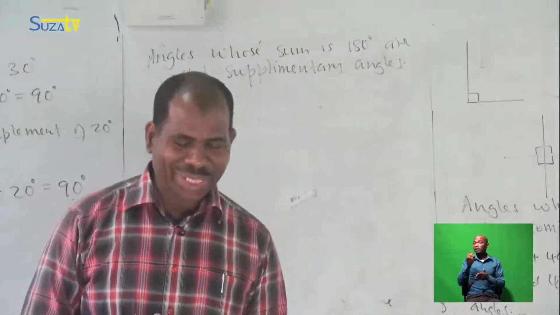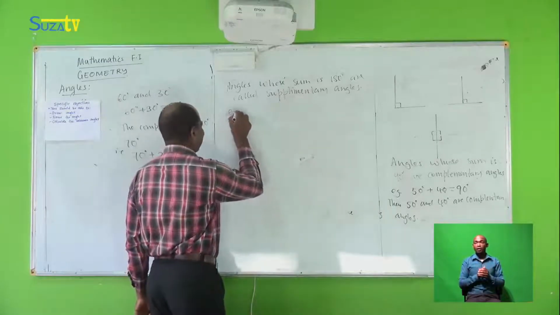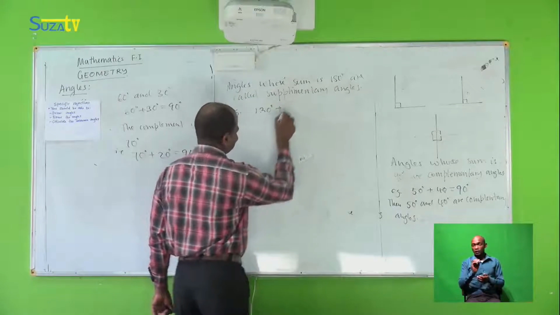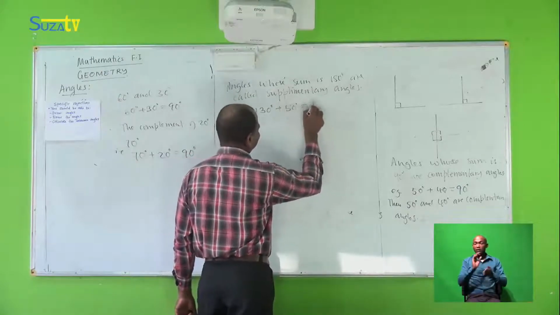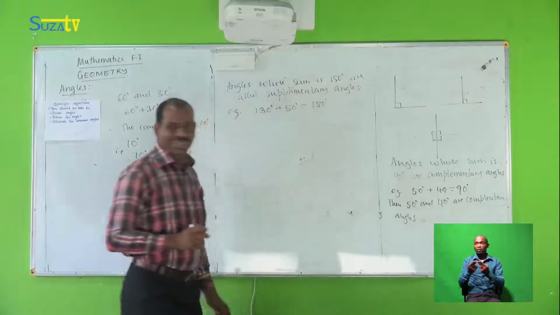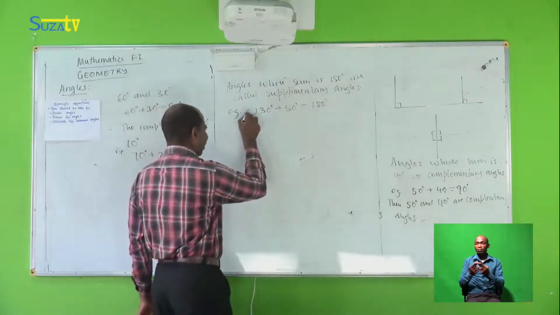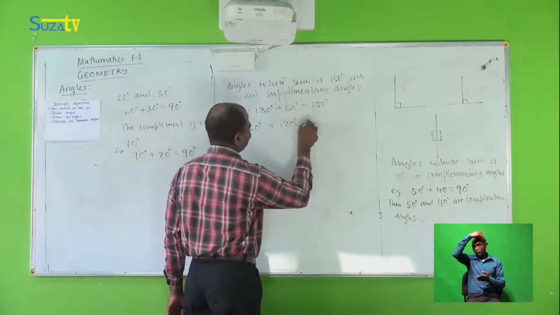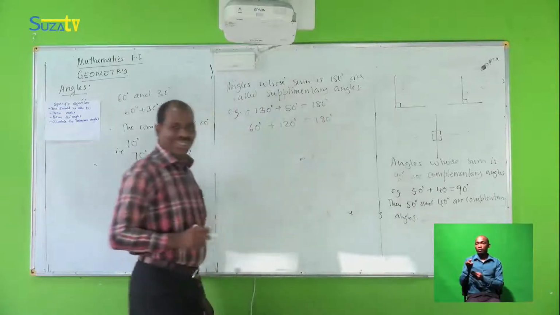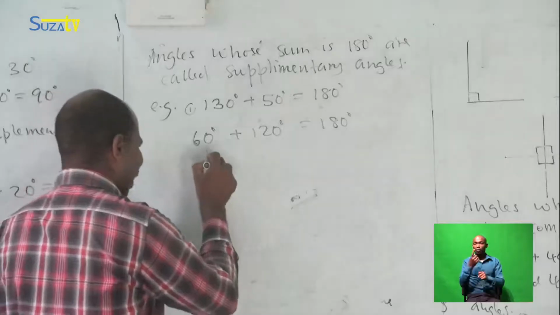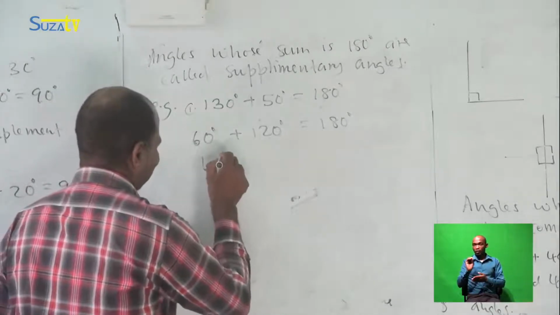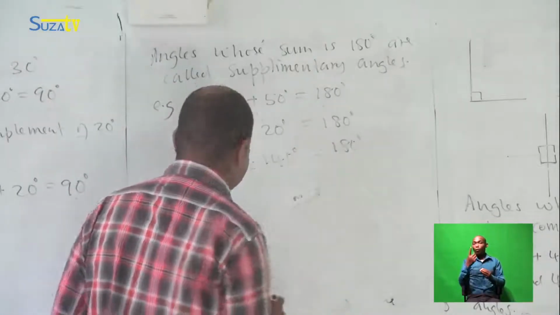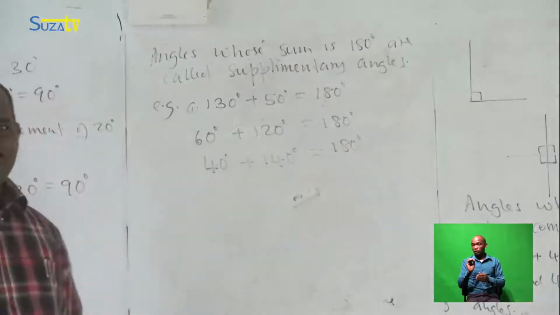Example of supplemental angles: 130 degrees plus 50 degrees is equal to 180 degrees. Next, 60 degrees plus 120 degrees is equal to 180 degrees. Another one, 40 degrees plus 140 degrees is equal to 180 degrees. So these are supplemental angles.